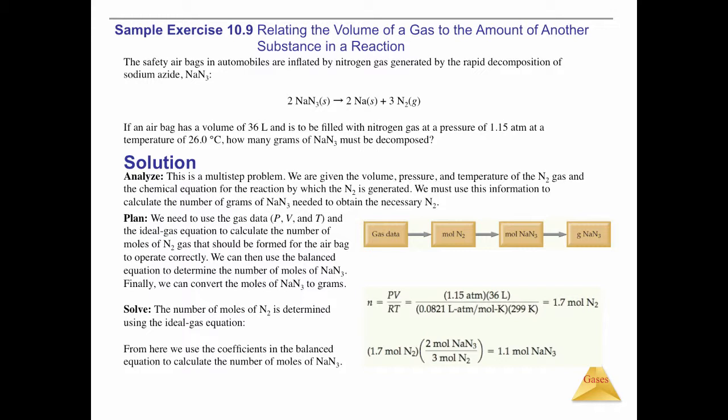The number of moles of nitrogen is determined using the ideal gas equation, PV equals nRT. So we're going to plug in our numbers for pressure, volume, and temperature and calculate that we are going to produce 1.7 moles of nitrogen gas. From here, we use the coefficients in the balanced chemical equation to calculate the number of moles of sodium azide. We see that the moles of sodium azide to moles of nitrogen is a 2 to 3 molar ratio, which again we get from the coefficients in a balanced chemical equation. And here we're just converting moles of nitrogen to moles of sodium azide, which is 1.1 moles of sodium azide.